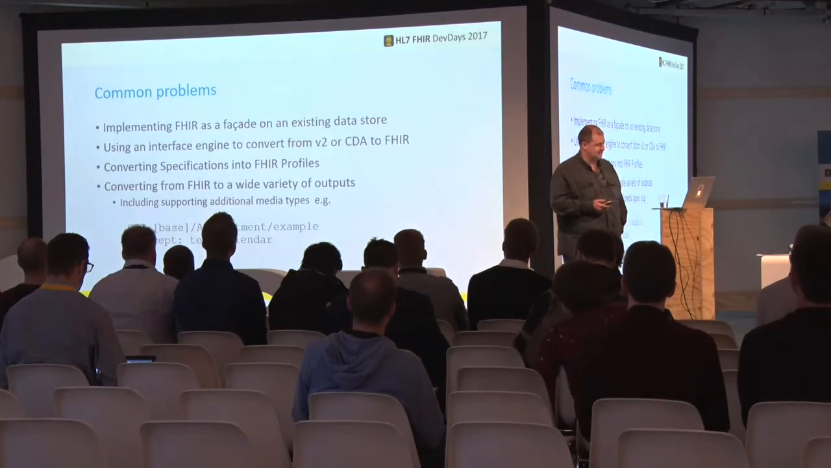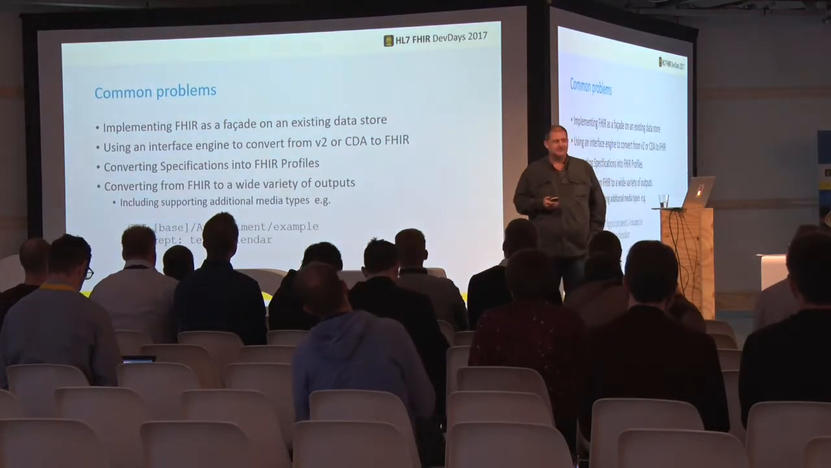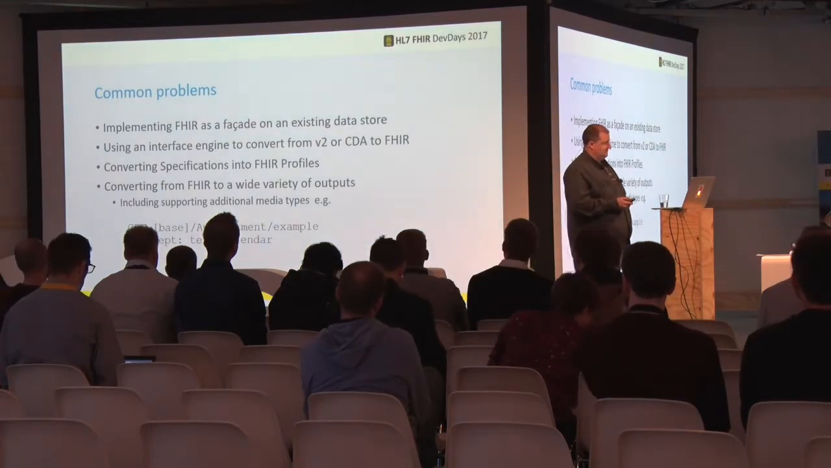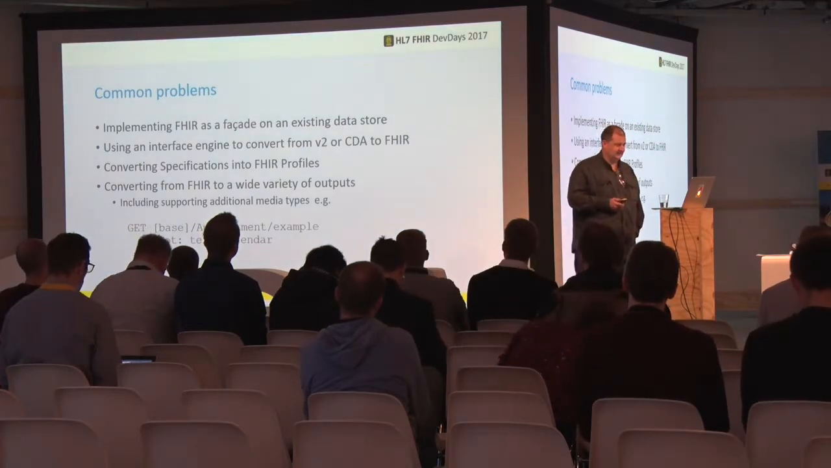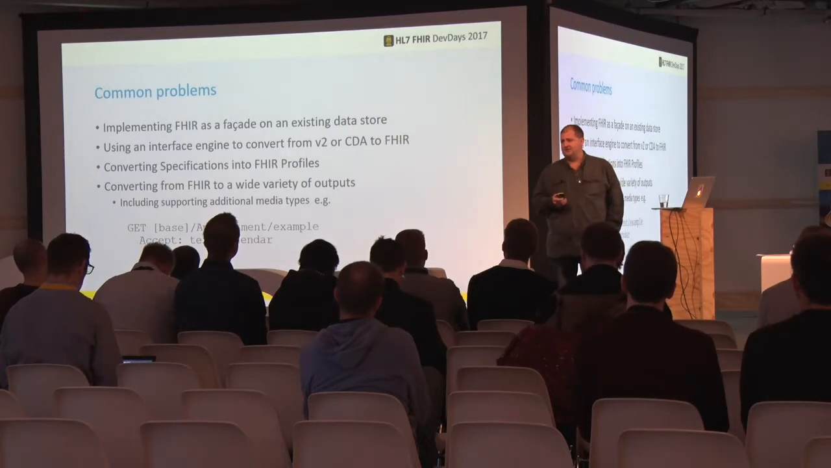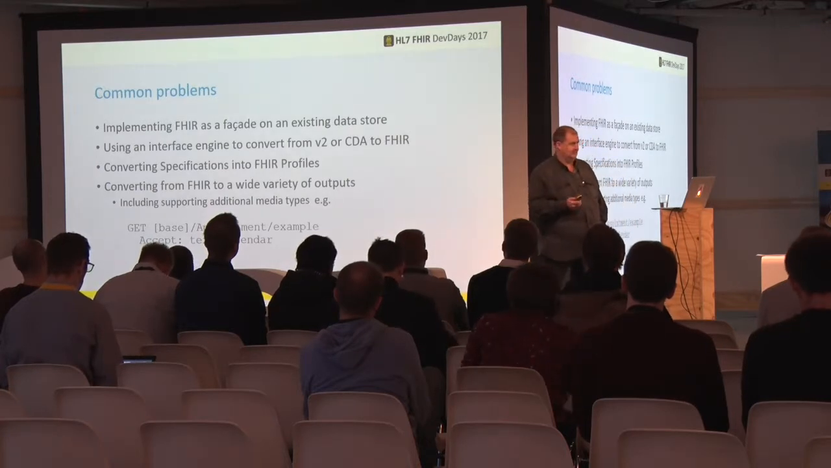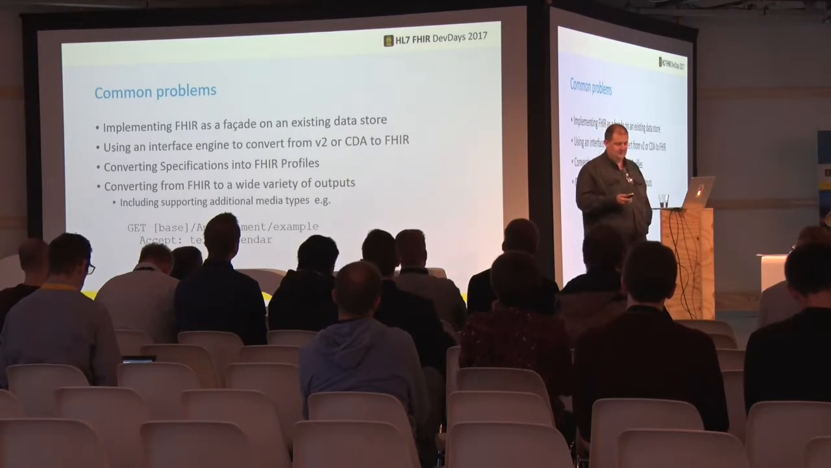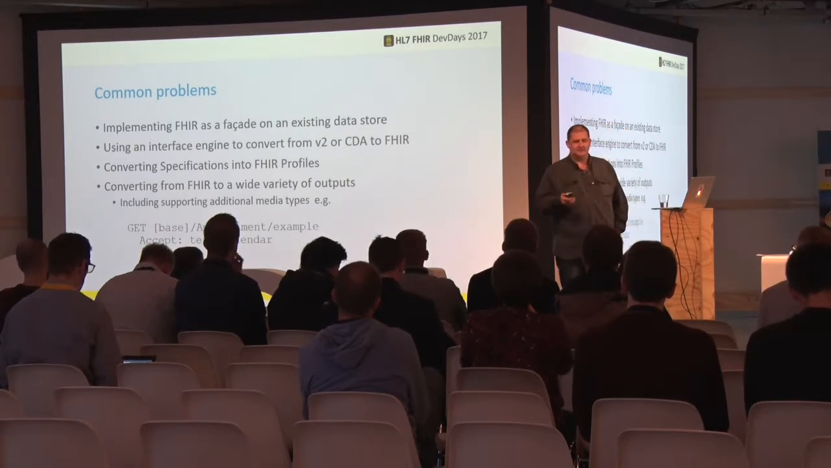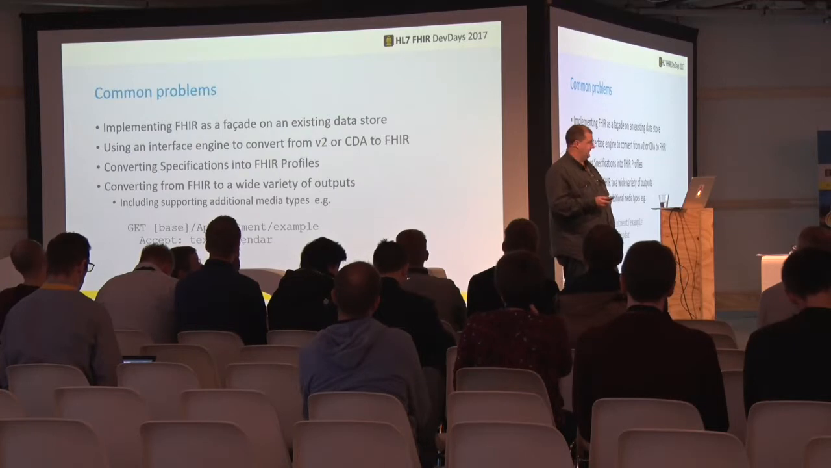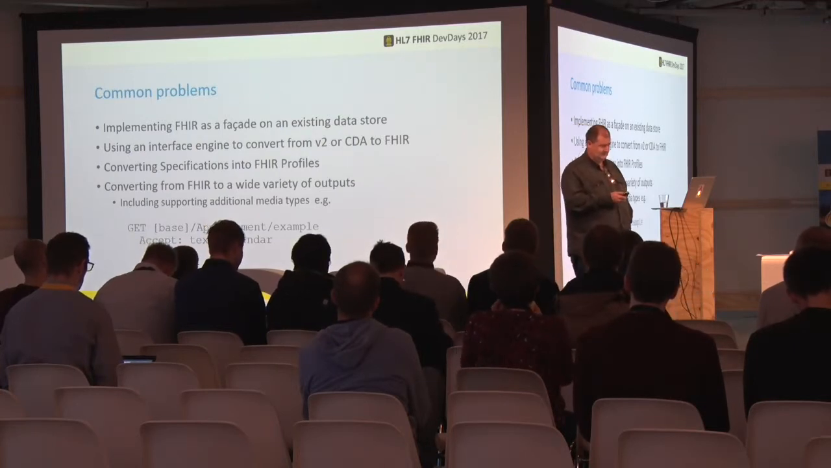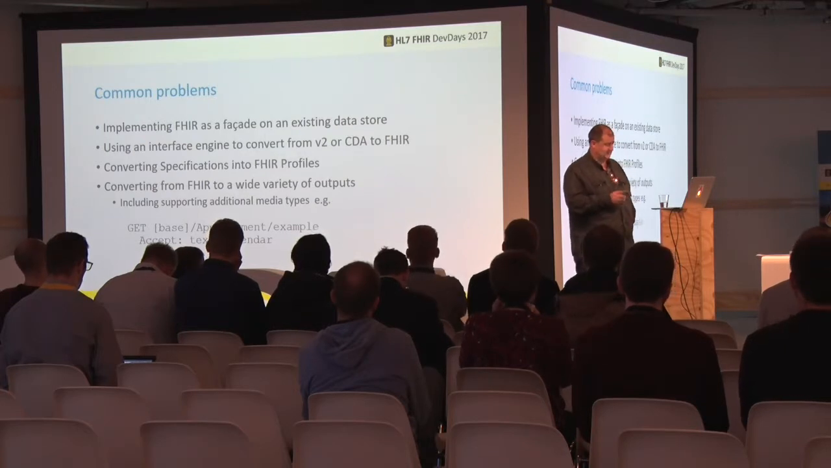So in terms of this space, the current problems that we're going to be talking about, the most common is actually implementing FHIR as a facade on an existing data store. If you're going to do that, and that's how most people implement FHIR, then you actually have to write some code somewhere that maps from your existing store to the FHIR representation. And your code will have to be able to convert in both directions if you start doing right.